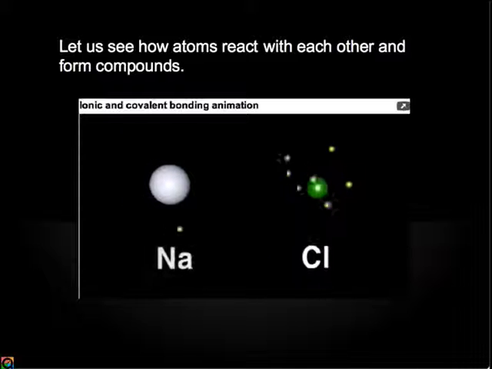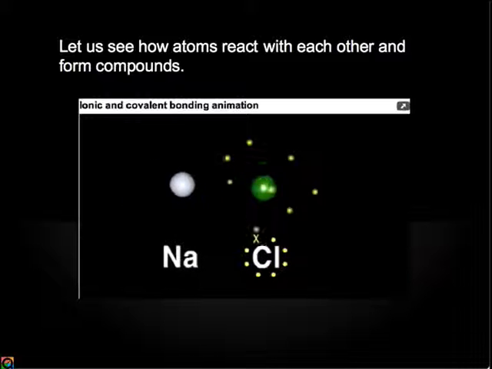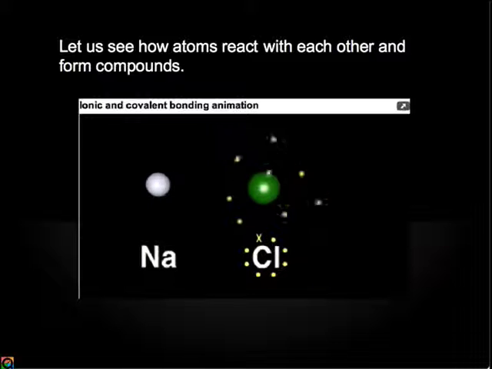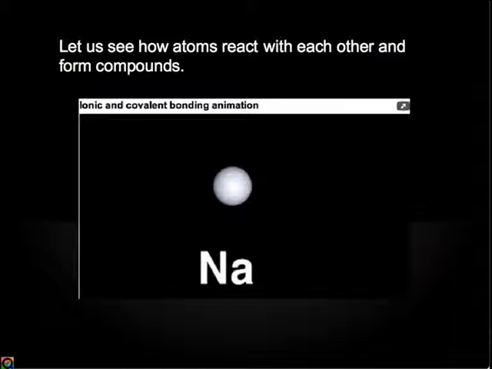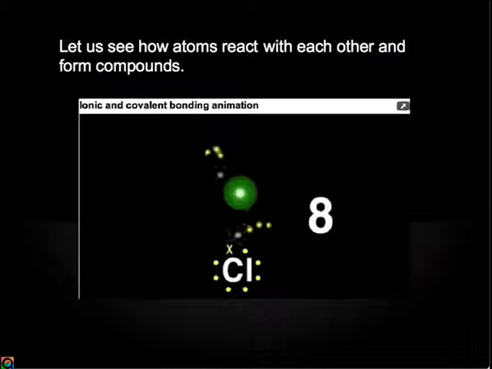If the atoms collide with sufficient energy, the chlorine atom will remove the electron from the sodium. The sodium atom loses its only valence electron and becomes a positively charged sodium ion. The energy level below now provides sodium with its stable octet. The extra electron completes a stable octet for chlorine, which becomes a negatively charged chloride ion.